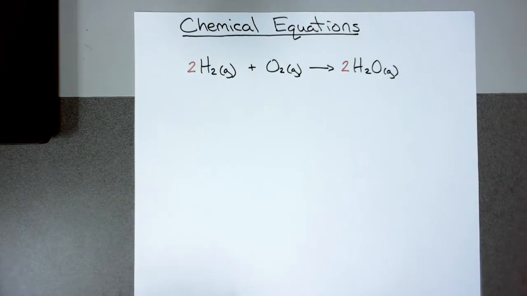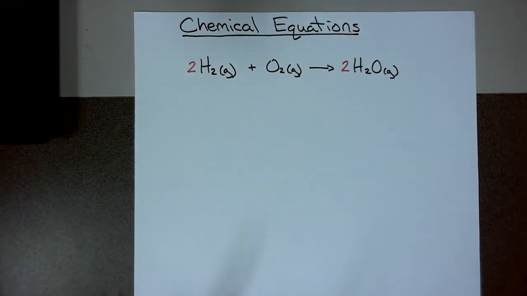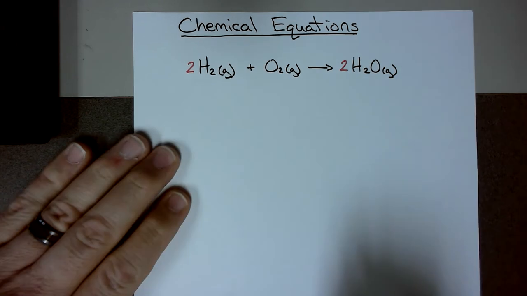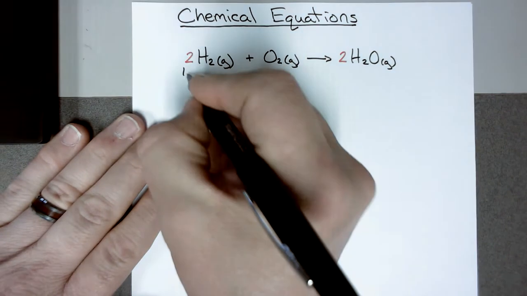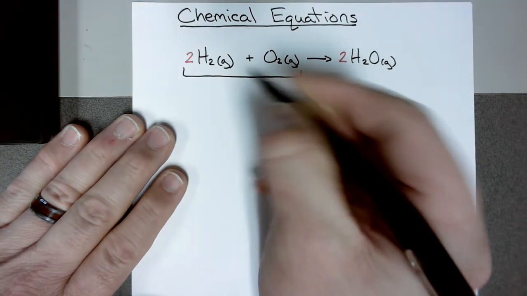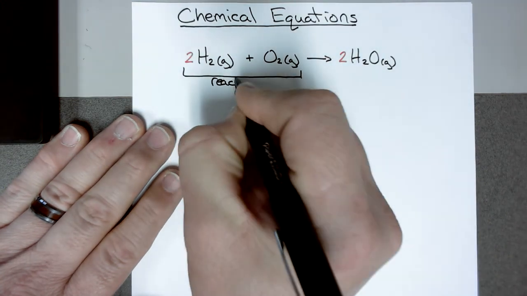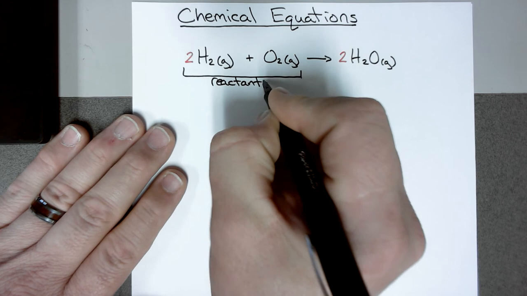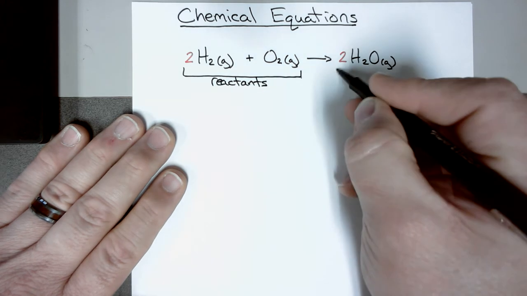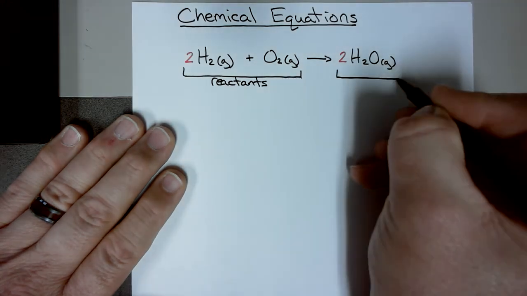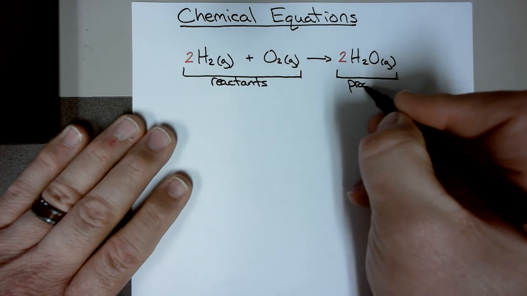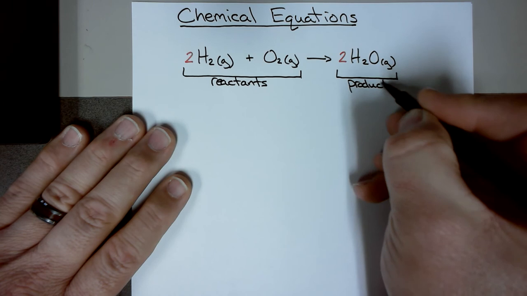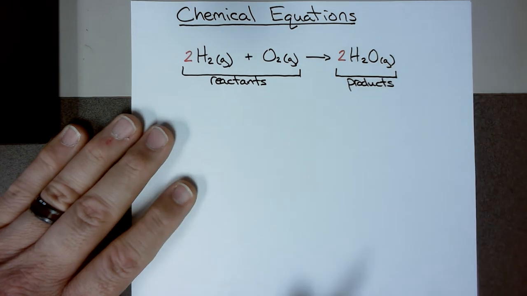Now, let's talk about what each part of this reaction equation is. If we look at it, on this side, these are reactants. And the arrow points towards the products. Now in this case there's only one product, but there could be more than one. So we have products on the right side, where the arrow points.